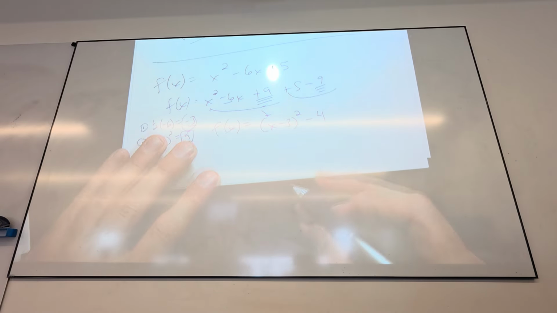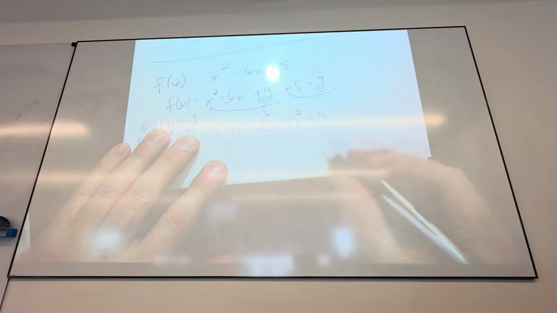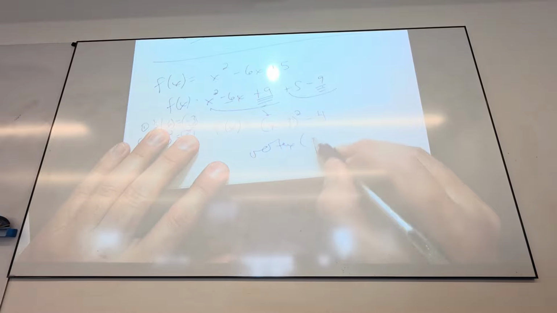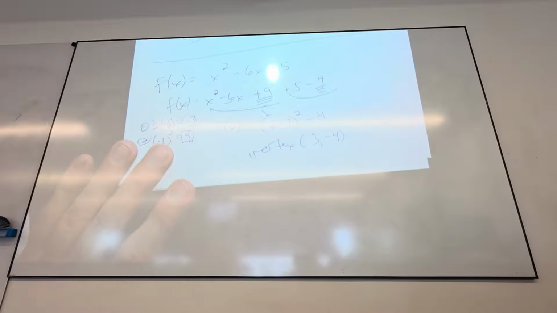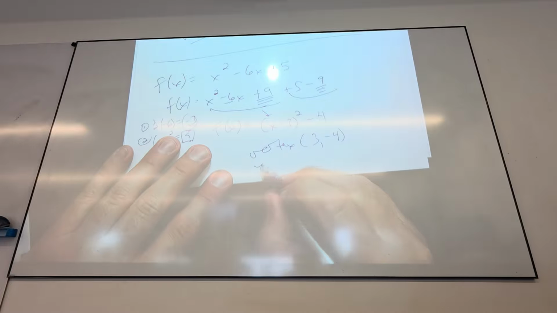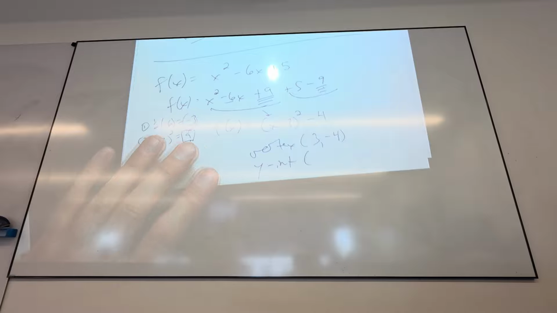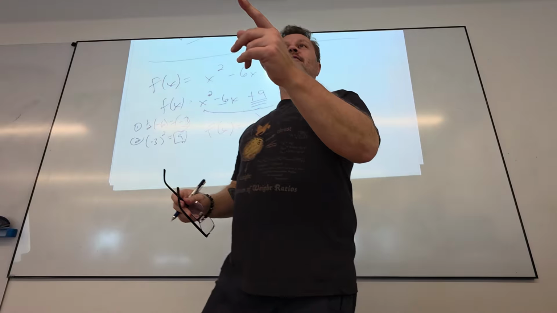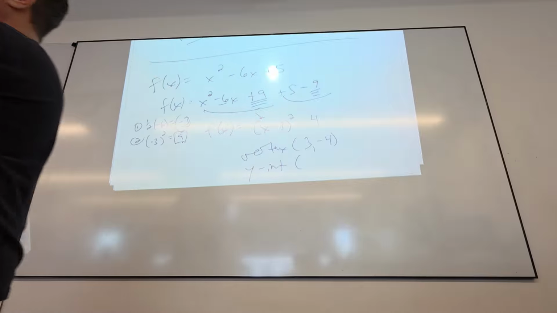Why is it minus 4? Huh? Why is it minus 4? 5 minus 9? Oh. Yeah. So the vertex is 3, negative 4. Is that cool? Can somebody tell me the y-intercept? 0, negative 1. No. Thanks for playing.